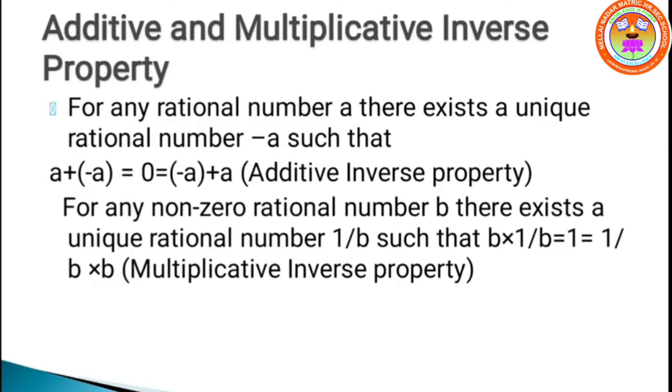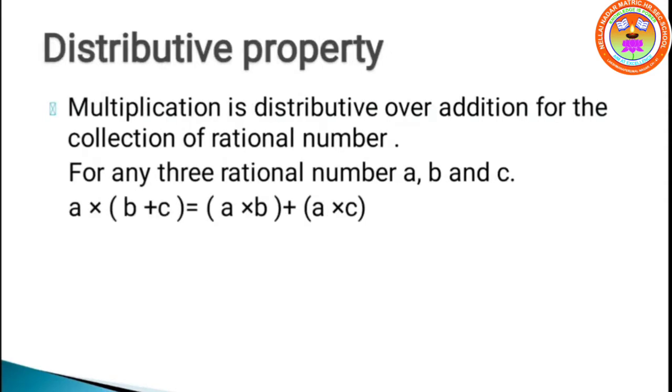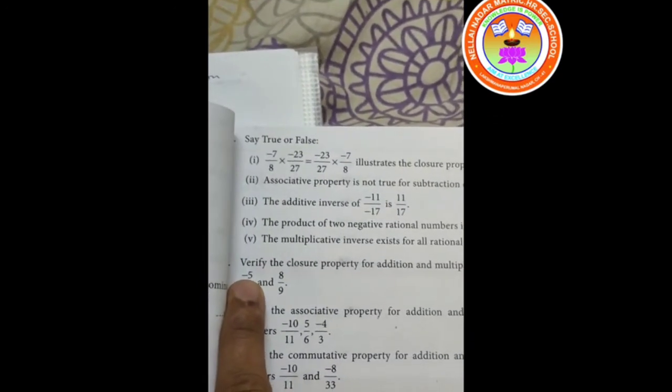Now we will move on to the next property, that is distributive property. Multiplication is distributive over addition for the collection of rational numbers. For any rational numbers a, b and c, a into b plus c is equal to a into b plus a into c. Now we will move on to the third sum.